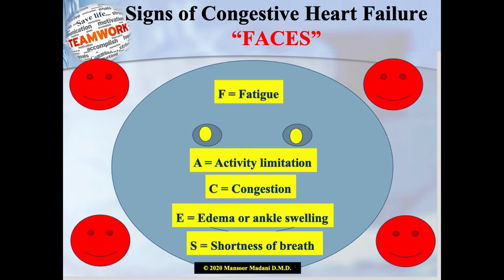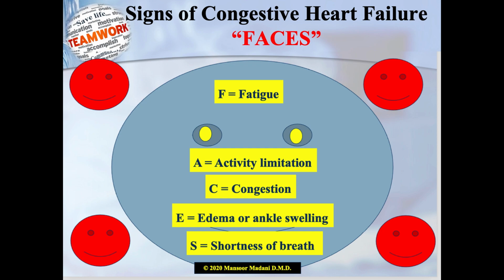C for congestion. Fluid builds up in the lung due to acute pulmonary edema, which results in coughing, wheezing, and breathing difficulty. E for edema, or ankle swelling, because the heart does not have enough pumping power. The blood backs up in the lower extremities, then the fluid can collect in the ankles, legs, thighs, and abdomen, causing ascites, which is abdominal swelling caused by accumulation of the fluid.